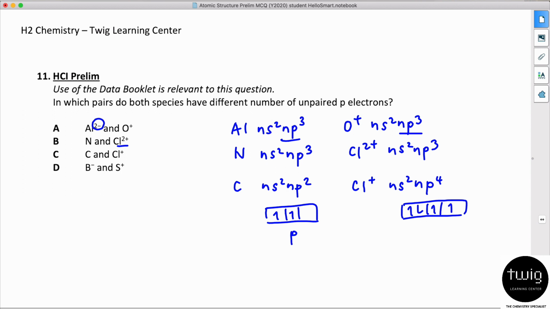If you look at it carefully, in which pairs do both species have different number of unpaired electrons? In fact, this one has 2 unpaired and this one also has 2 unpaired. They still have the same number. Okay, so let's look at the next part.